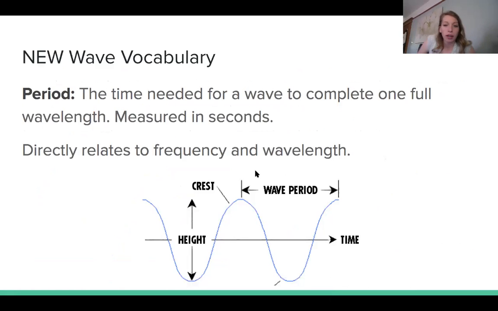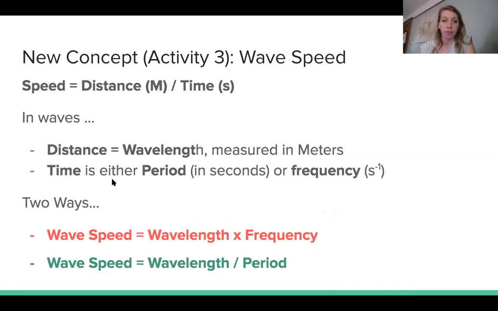So that's just the same slide as last week. We have a new vocabulary word, though. This is going to be related to frequency, and you'll see it in one of your lessons this week. A period is the time needed for a wave to complete one full wavelength. So from crest to crest, it's kind of like a frequency, but it's the amount of time. It's actually going to relate to frequency as the inverse of the frequency.